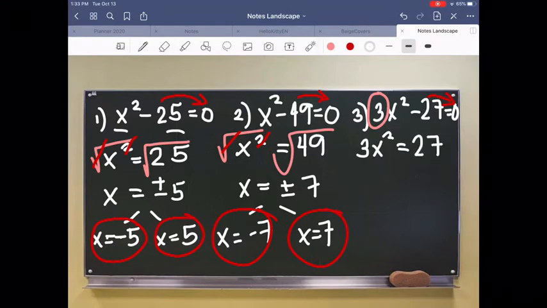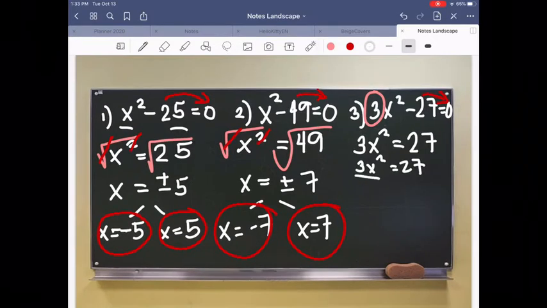Okay, the next thing is we want to remove 3. So para mawala yung 3 doon, we divide both sides by 3. So we write it again, 3x squared equals 27. So we divide both sides by 3. Okay, so 3 divided by 3 is 1. So we cancel that. So this is just x squared. And then 27 divided by 3, so that would be 9.